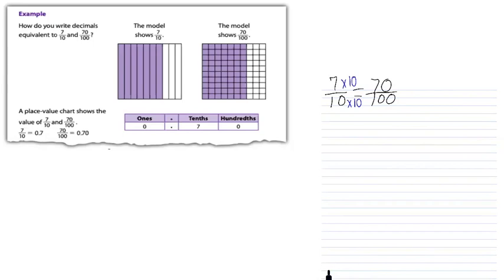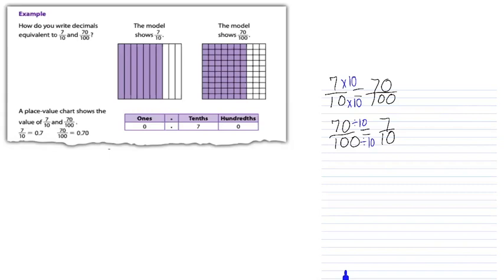Now to give you an example of when you would divide fractions and do the inverse, let's look at the same problem. So 70 hundredths, the inverse of what you did up top would be division. And instead of multiplying by 10, we're going to divide by 10. 100 divided by 10 is 10. If I do it to the bottom, I can do it to the top. 70 divided by 10 is 7. Again, you can start with numerator or denominator. It does not matter.